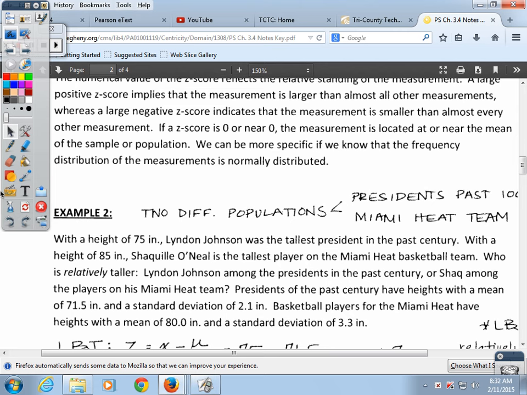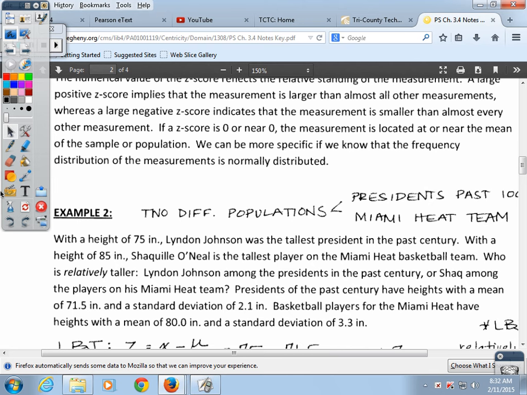See what I'm saying? So you've got two ponds. They're asking which one's the bigger fish in the little pond. Is Shaq the bigger fish in the little pond, or is LBJ the bigger fish in the little pond? And that's what they're asking. Now, how do you ascertain that? Well, you compare them in one system. You convert each of their statistics into a z-score.